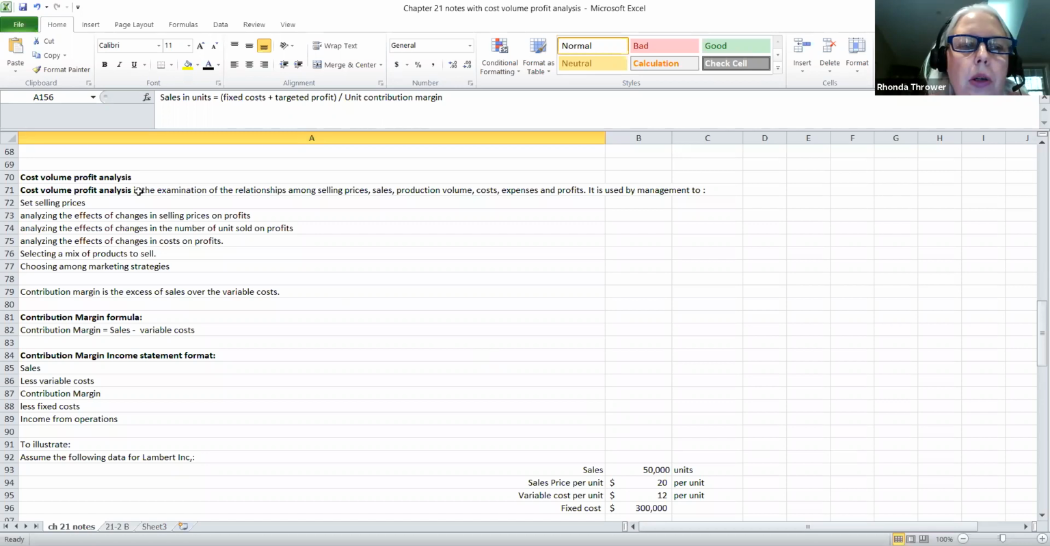And what we're going to be talking about today is cost, volume, profit analysis. And basically all that is we're going to be looking at the relationships among selling prices, our sales for the company, production volume, the cost of the company, the expenses, and the profits. We're going to look at relationships. So we're going to look at a lot of formulas today. I want you to be aware this chapter has a lot of formulas, so you're going to need to learn most of the formulas that are in here.